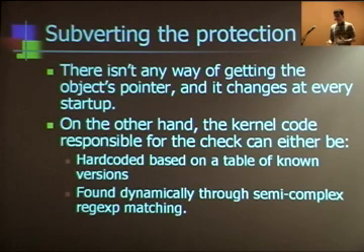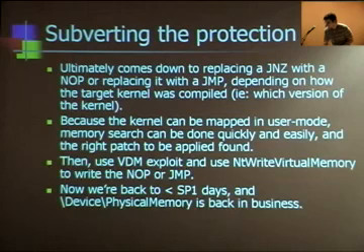Because there isn't any way of getting the object's pointer from user mode, and it'll always change, that's a pretty hard method of doing it. The easier method is, of course, to patch the kernel at runtime using the VDM trick. If you want to find the code, you can either hard code it like shellcode does, or you can write a semi-complex regex matching routine which finds where this check is being done. So the check is usually very simple to patch.